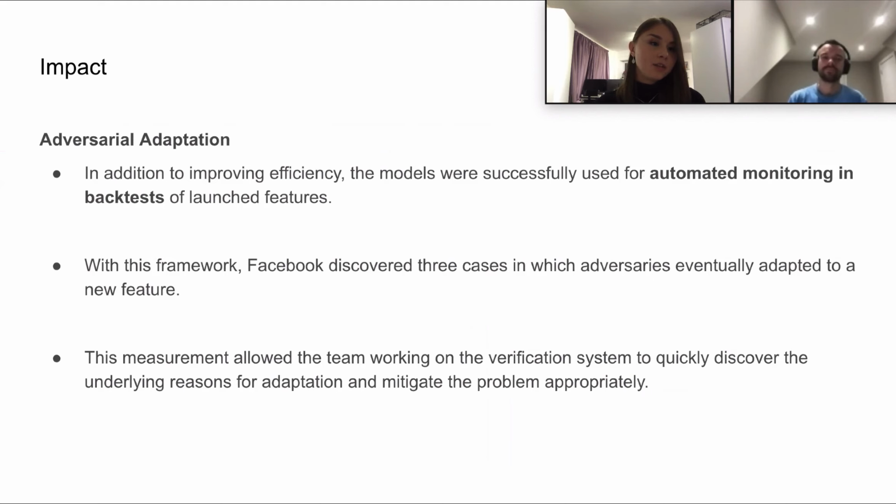In addition to improving efficiency, the models were successfully used for automated monitoring in backtests of launch features. With this framework, Facebook discovered 3 cases in which adversaries eventually adapted to the new feature, which would manifest itself as a shift in prevalence in our model's proxy for abusive labels, BPASS, in the population exposed to that feature. This measurement allowed the team working on the verification system to quickly discover the underlying reasons for adaptation and mitigate the problem appropriately.